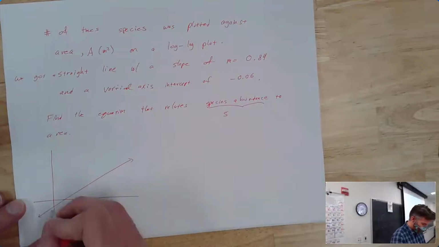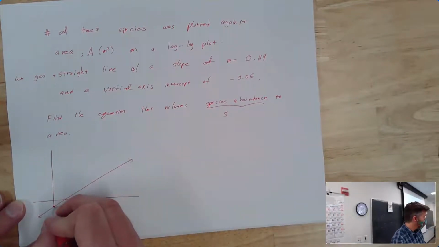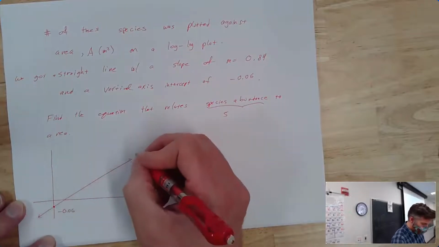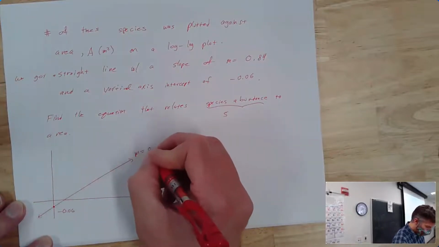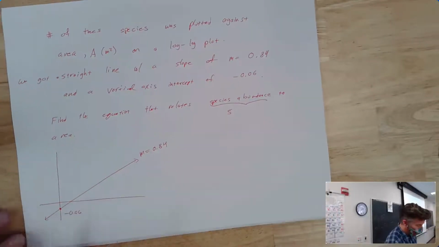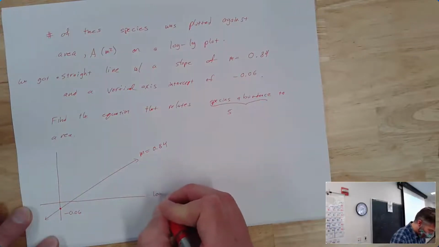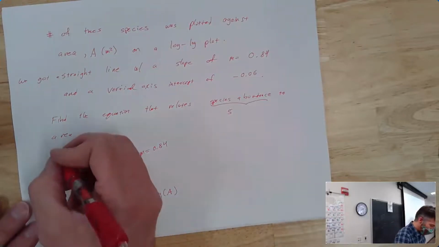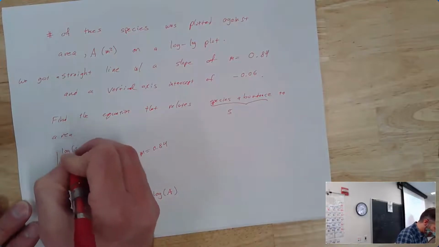Here's what we've got, with an actual y-intercept of negative 0.06 and a slope of 0.84. And we know that on our, well, maybe we don't know, we were plotting S as a function of A. So our x-axis is going to be log of A, because it's a log plot, and our y-axis is going to be log of S.